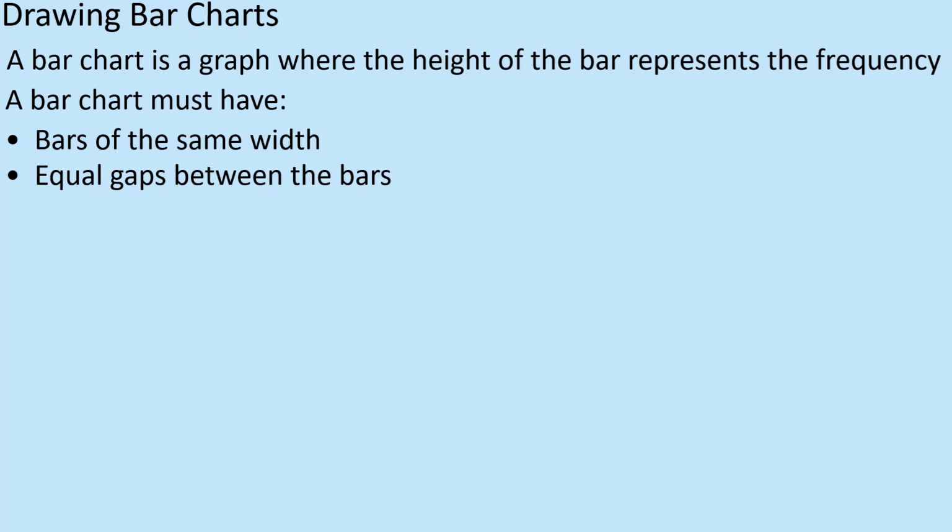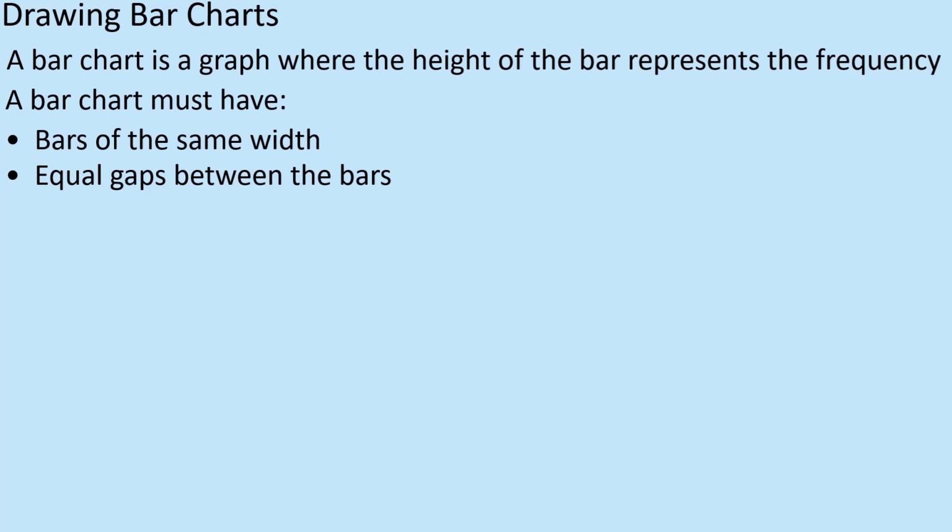Another point about the gaps is that if you don't put the gaps in there, then you're trying to represent a different type of data. Gaps are there to show that it is a type of discrete data. Now, if you're not sure what I mean by discrete data, then please look at one of my other videos regarding the types of data. However, just a quick summary, discrete kind of fits into a category.